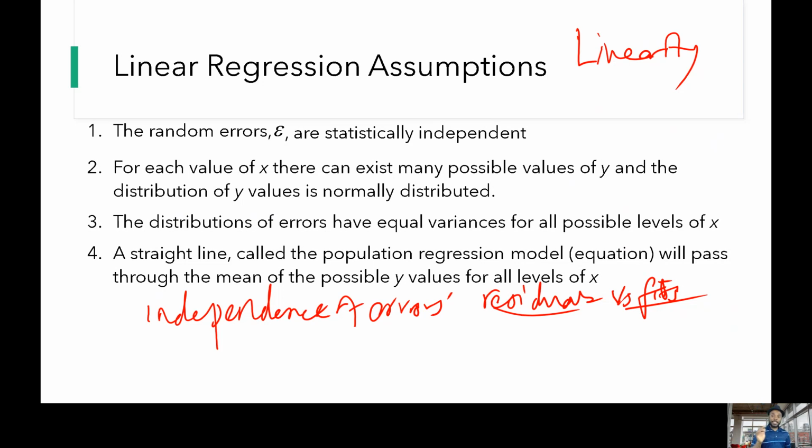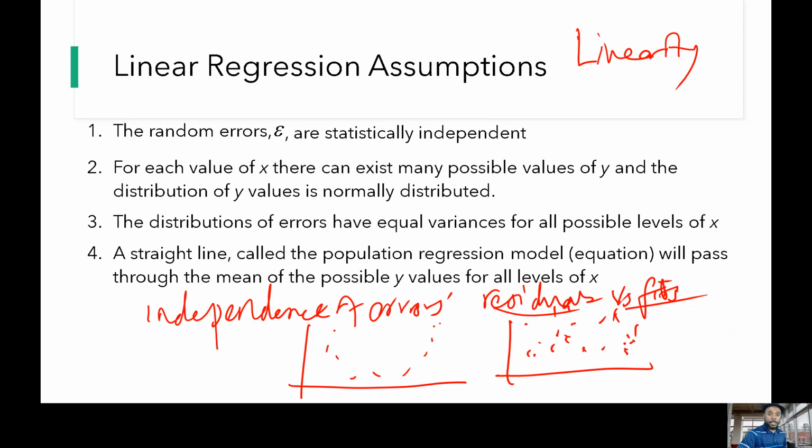Now, if the plot shows a pattern, take for example something like this, or like a bow tie, or a megaphone shape, then variances are not consistent, and this assumption has not been met. I will show you how to do this in Minitab in the next video. In the next video, I'll show you how to look at these assumptions in Minitab.